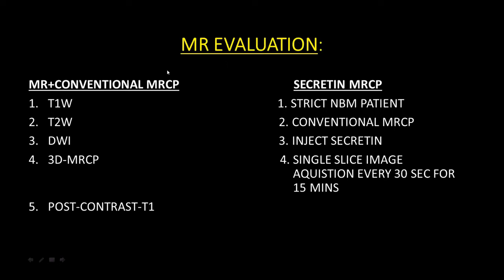Now moving to the MR evaluation, we can do conventional MR imaging with MRI abdomen as well as MRCP, and we can perform secretin MRCP in selected patients. In conventional MR abdomen and MRCP, we acquire T1 weighted images, T2 weighted images, diffusion weighted images, and 3D MRCP images for visualization of the pancreaticobiliary tree, and post-contrast T1 images for evaluation of pancreatic enhancement. Secretin MRCP can be done in a few patients, and the patient should be strictly NBM. First, we perform the conventional MRCP, followed by injection of secretin, and then the MRCP images are acquired again.